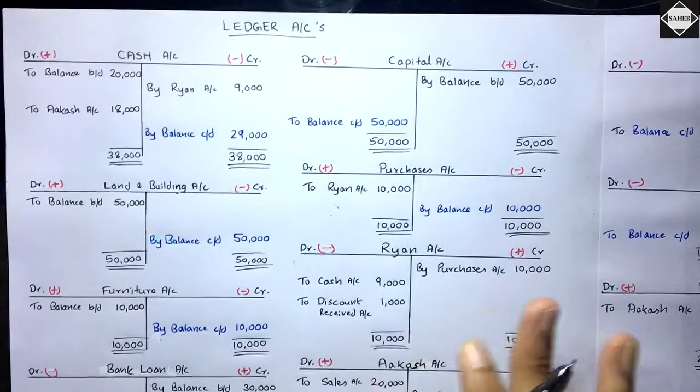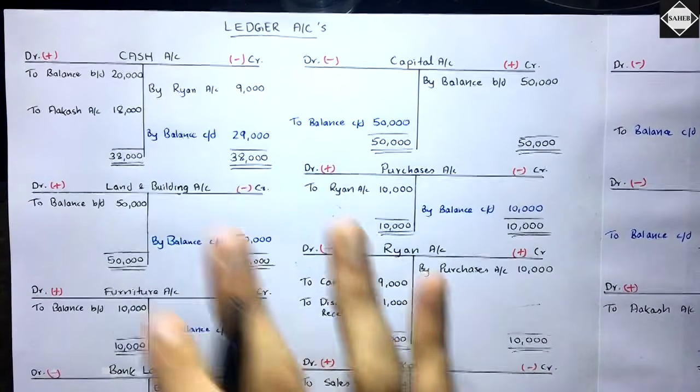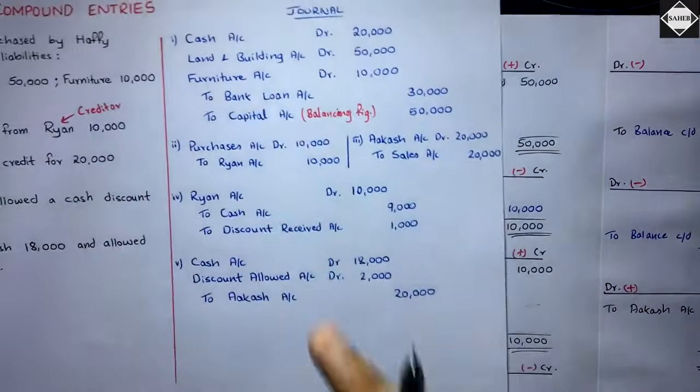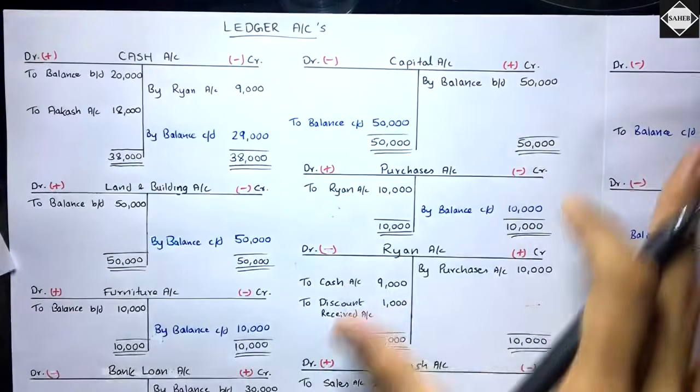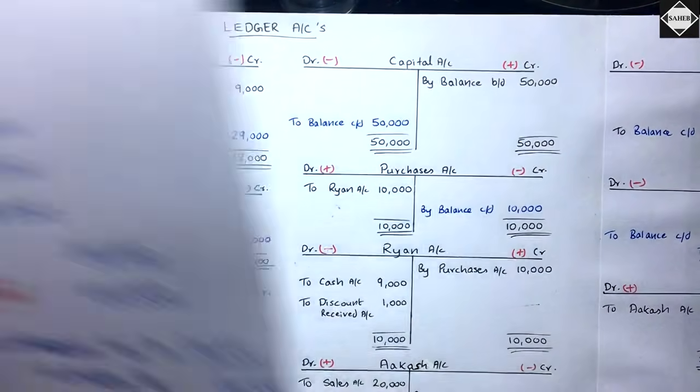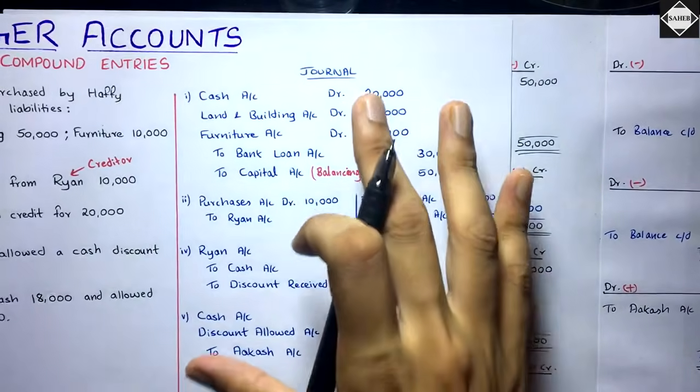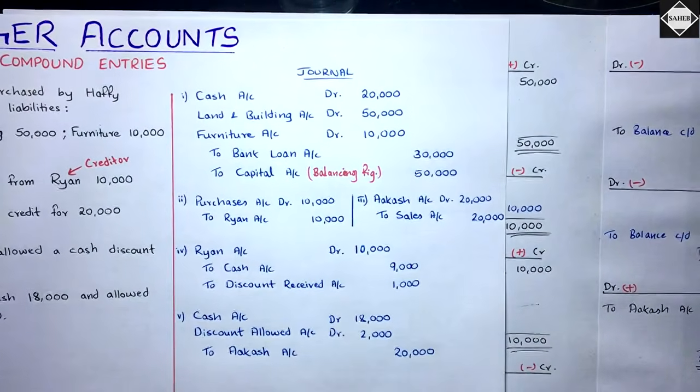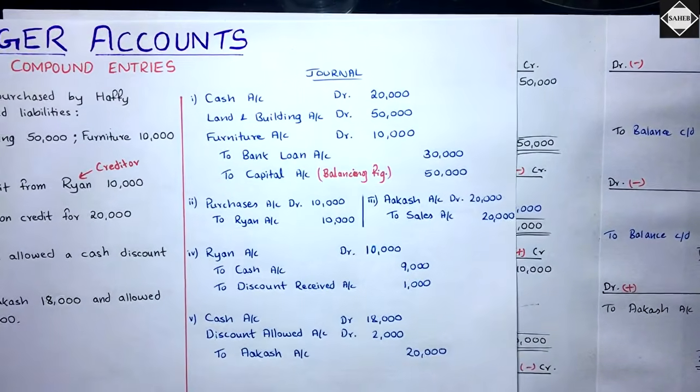Now let's see the ledger accounts, how we are going to do posting of this into the ledger accounts. Now here we have the ledger account. Let's understand how to post these compound journal entries into these respective ledger accounts. Now you all know that for every name we take in the journal, we have to open a respective ledger account. So let's start with the first transaction.